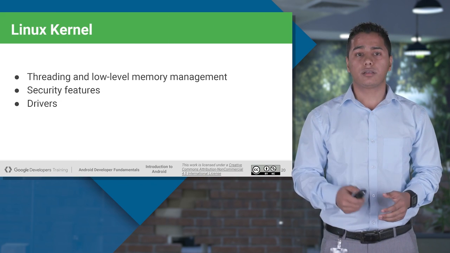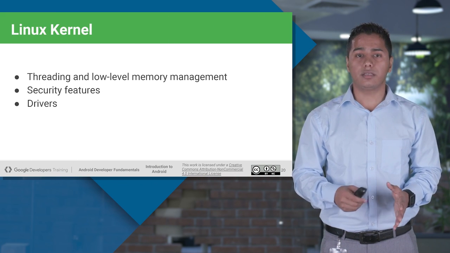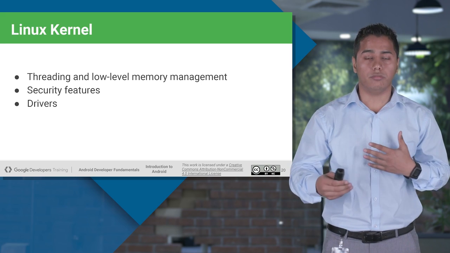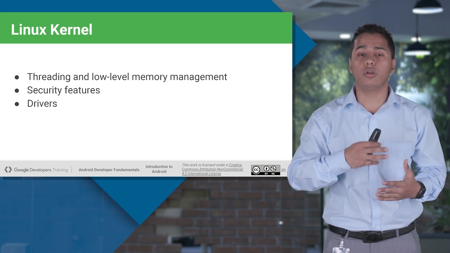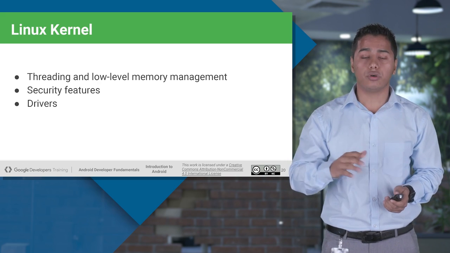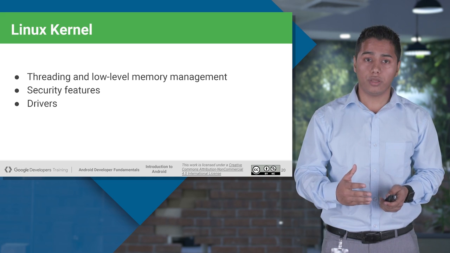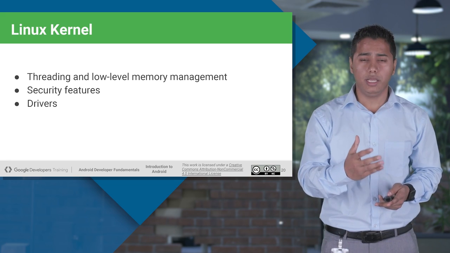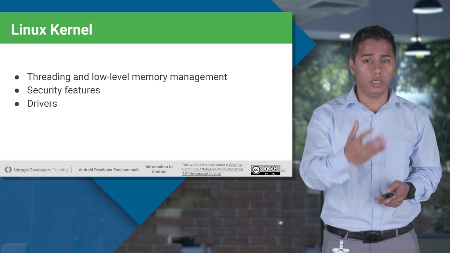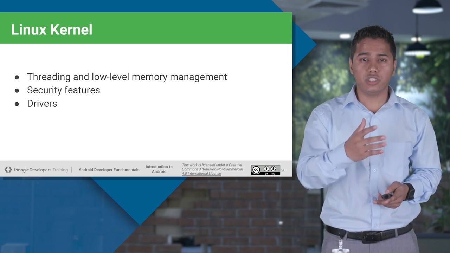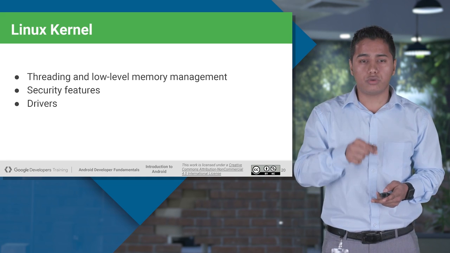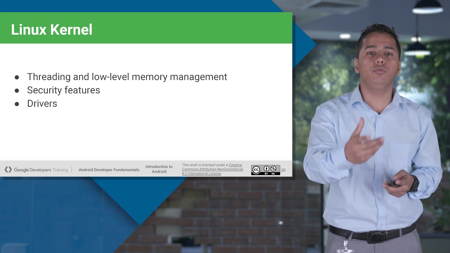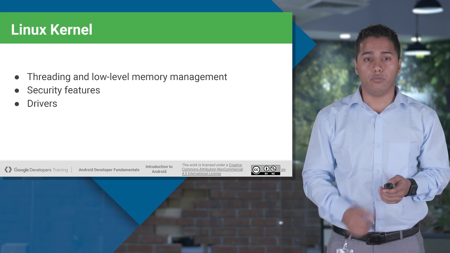Next is our Linux kernel. The Linux kernel acts like the kernel in any other operating system. It handles threading, low-level memory management, resource management, and all your security features, and it also includes the drivers. If somebody wants to use the camera, they first go to the HAL, like we discussed. Then the HAL in turn goes to the drivers in your Linux kernel, and it gives you access to your actual camera hardware.